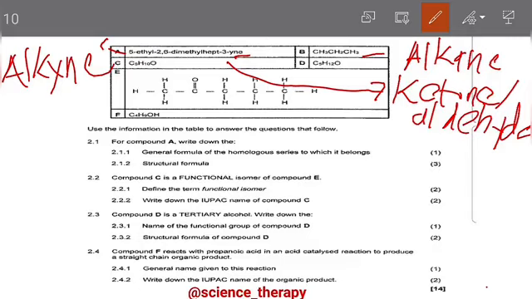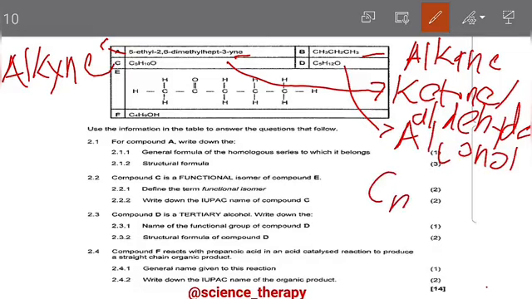Then D, from that molecular formula, we can confirm that it is an alcohol. Remember the general formula that we said for alcohol, CnH2n+2O. So you can see that it fits perfectly that we have 5 carbons, and then how many hydrogens? 2 times 5 plus 2 is 12. So that fits perfectly for alcohol.